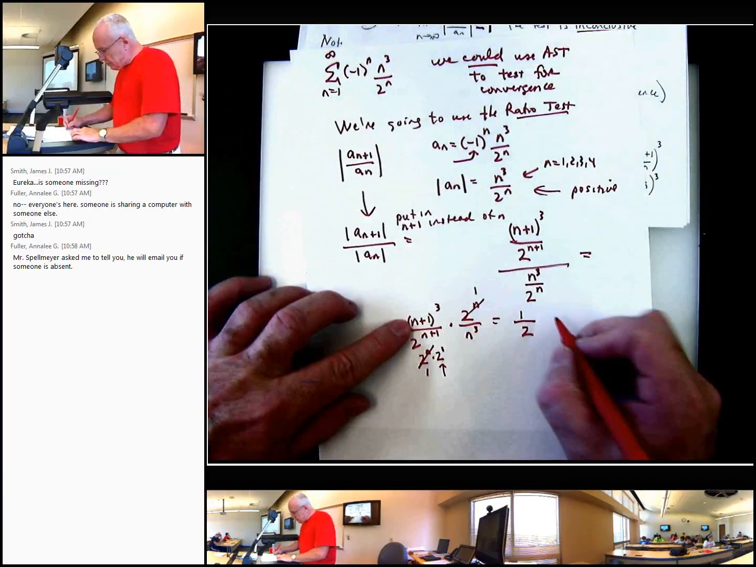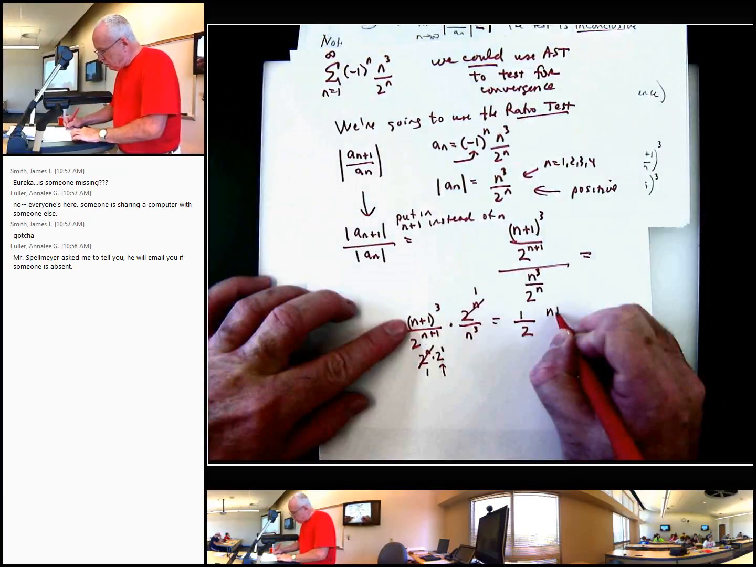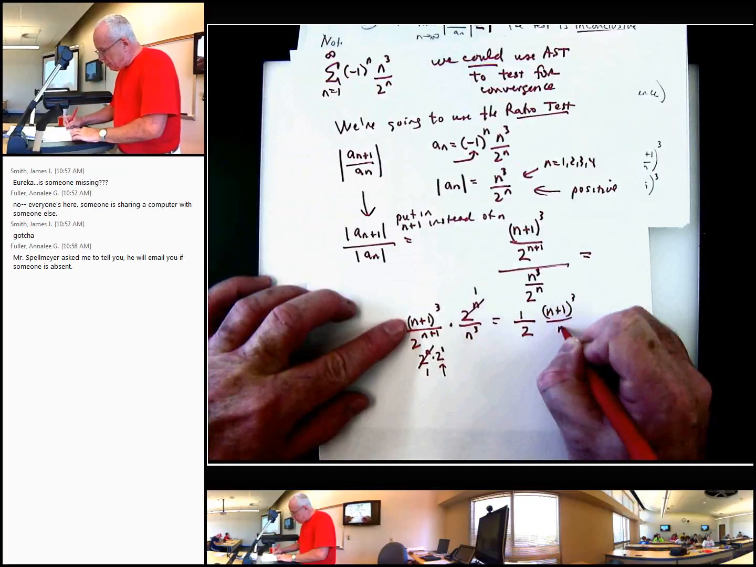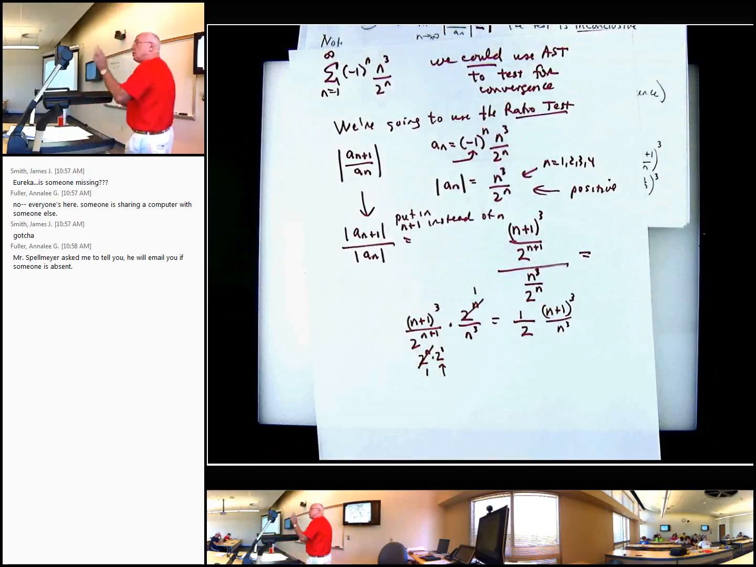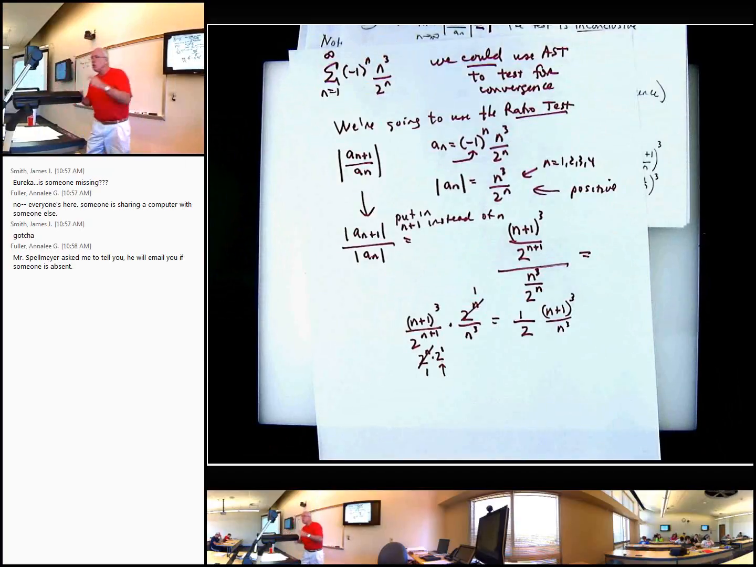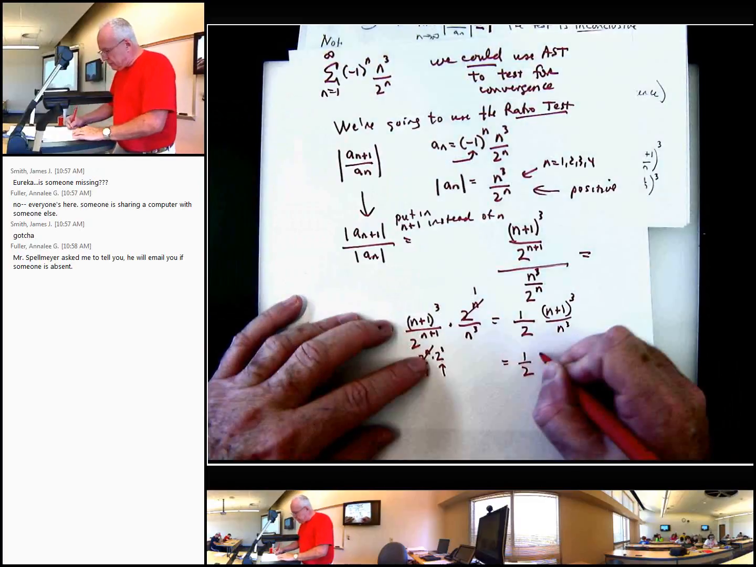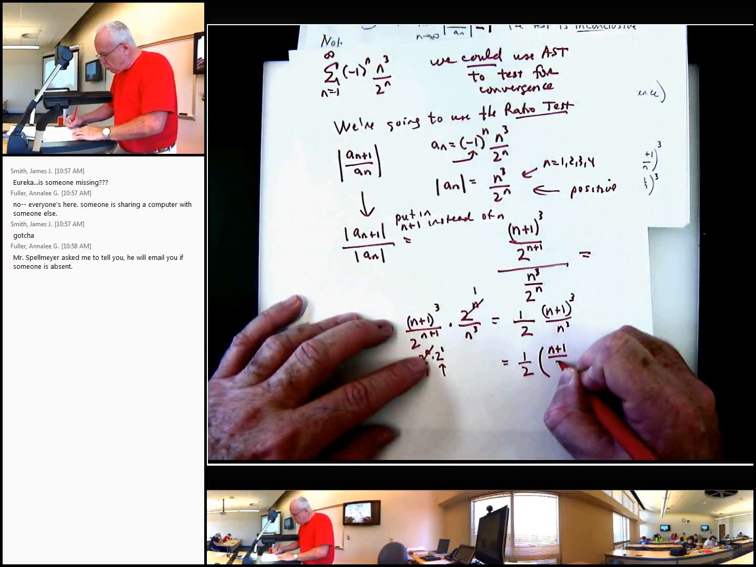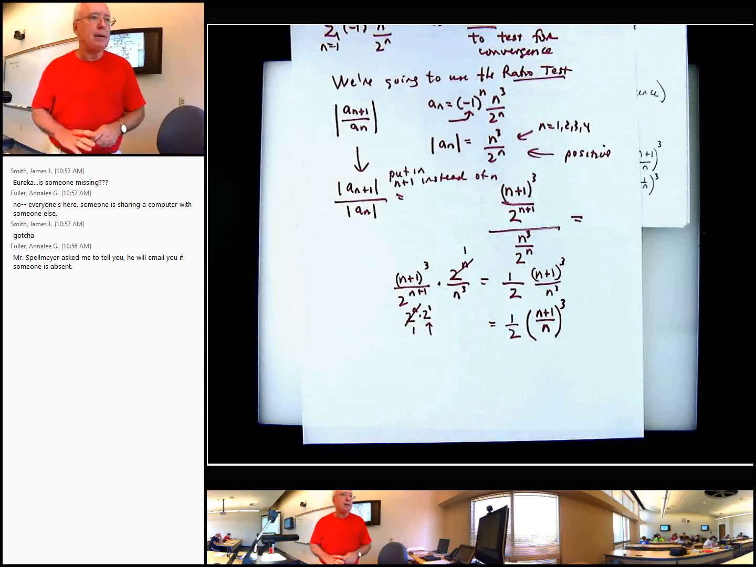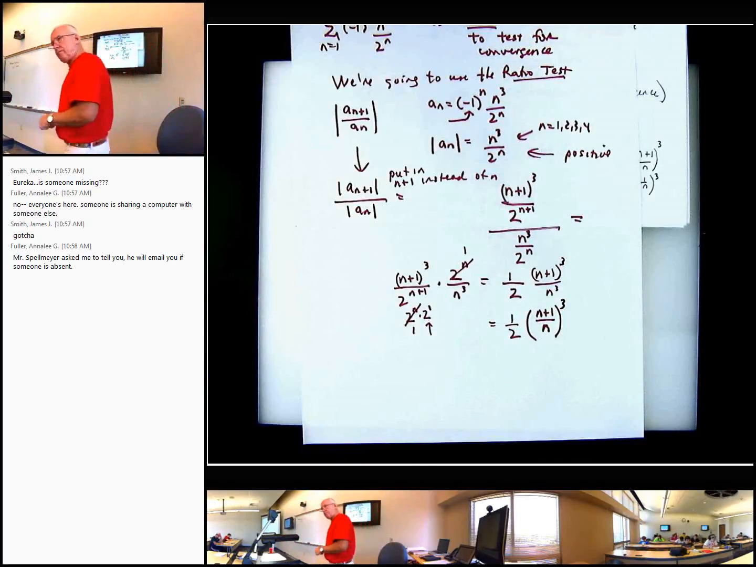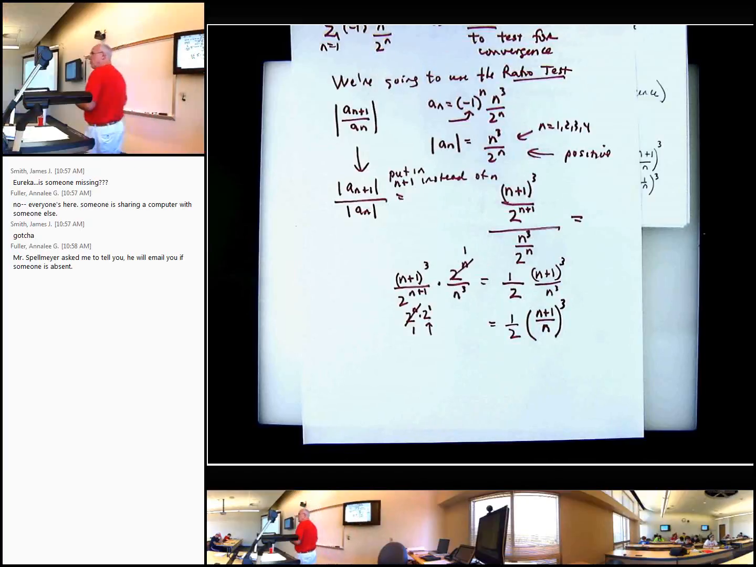Now we have this n plus 1 to the third power divided by n to the third power. Okay, they're both being taken to the same power. So I can put those in one set of parentheses and put the whole fraction expression to the third power. If they're both being taken to that power, I can just go on and do that. Everybody okay with that step? All right.